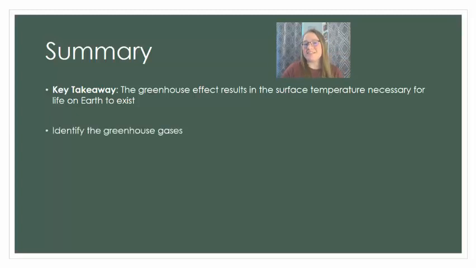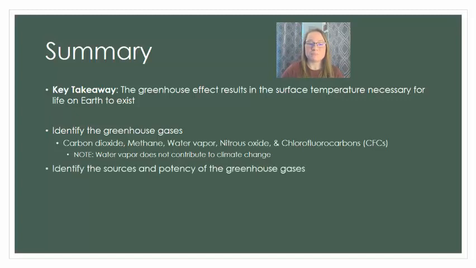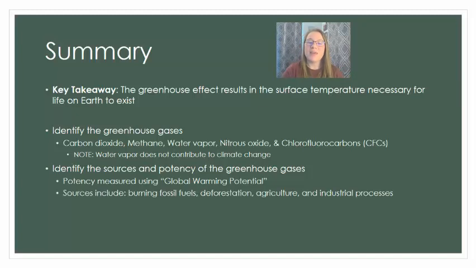You need to be able to identify the major greenhouse gases, which are carbon dioxide, methane, water vapor, nitrous oxide, and chlorofluorocarbons. Keep in mind, water vapor does not really contribute to global climate change. It has a very short residence time in the atmosphere, and it has a very small global warming potential. You also need to be able to identify the sources and the potency of these greenhouse gases. Remember, the potency is measured using global warming potential, and these sources are primarily from burning fossil fuels, deforestation, agricultural practices, and industrial processes.